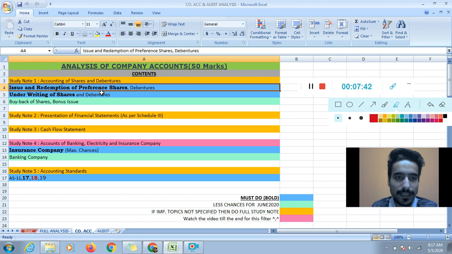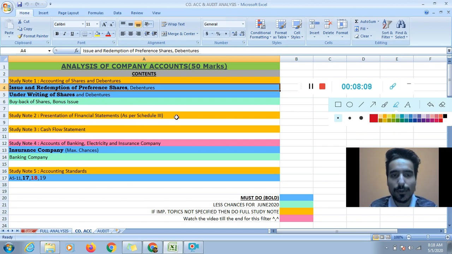do them nicely. And underwriting of shares and debentures, there are high chances of them coming in exams, so do this very well. Buyback of shares and bonus issue is less important for June examinations. I have written the description of all the colors which I have highlighted here, so you can see that less chances for June 2020 is this, and must do is bold here. Okay, so you can see.